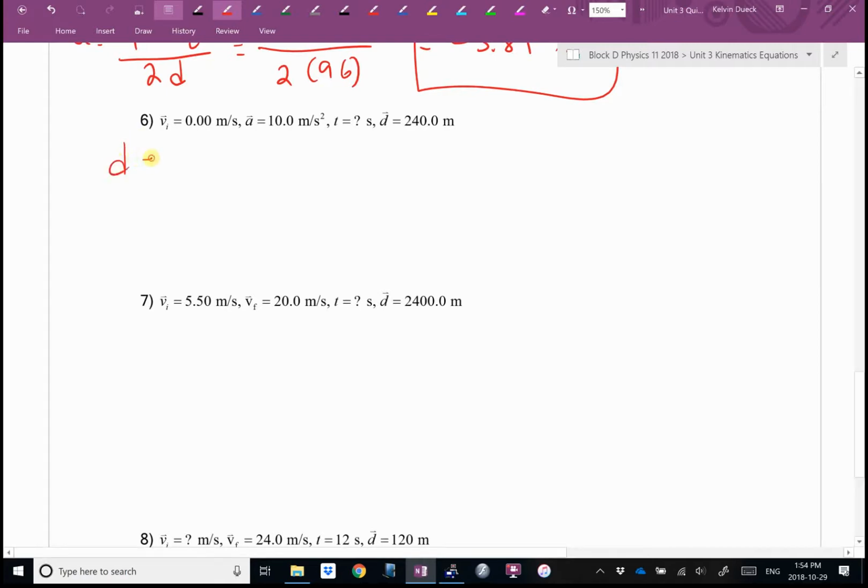Is the equation that we start with D equals VIT plus a half AT squared? Yes and no. Actually, I'm going to be fussy. Technically, that's the wrong equation. And the reason is, what's VI? By the way, what are they asking you to find here? T. How many T's are there in the original equation?